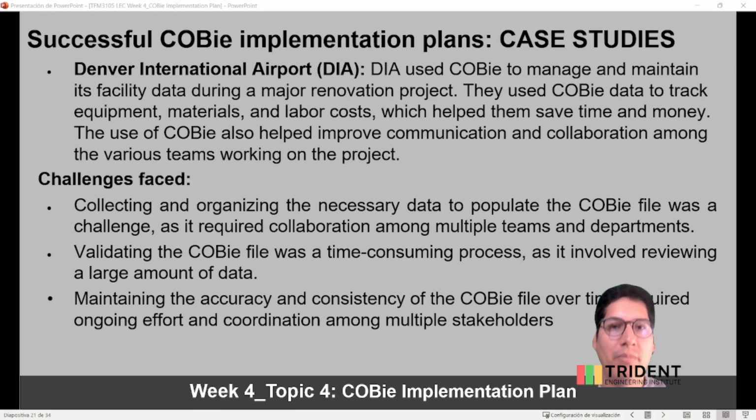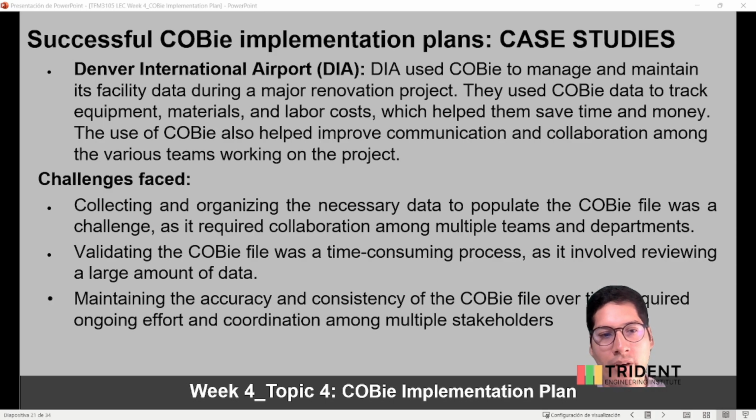Another successful COBie implementation plan case study was the Denver International Airport, or the DIA. The DIA used COBie to manage and maintain its facility data during the major renovation project. They used COBie data to track equipment, material, and labor costs, which helped them save time and money. The use of COBie also helped improve communications and collaboration among various teams working on the project.